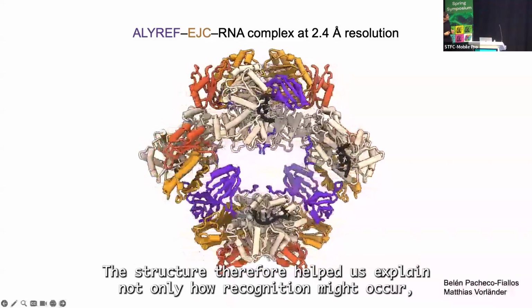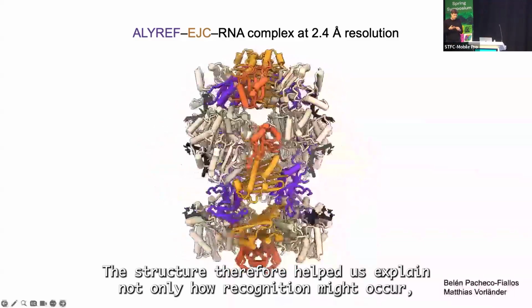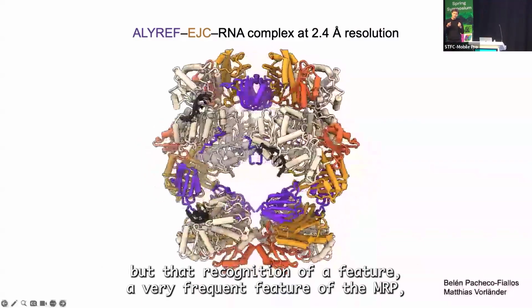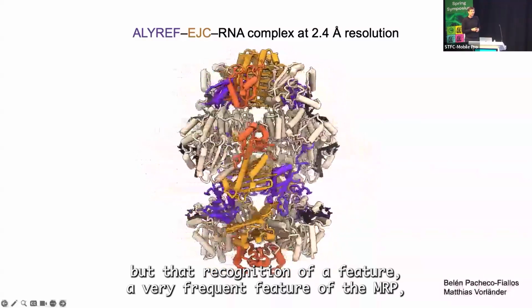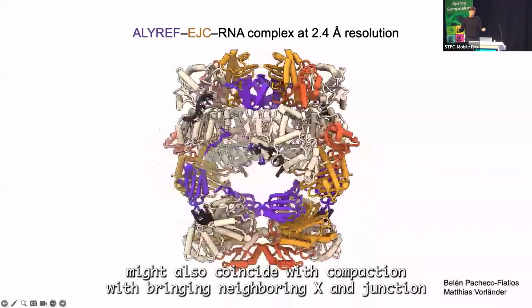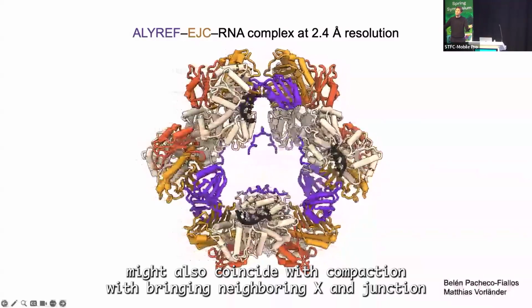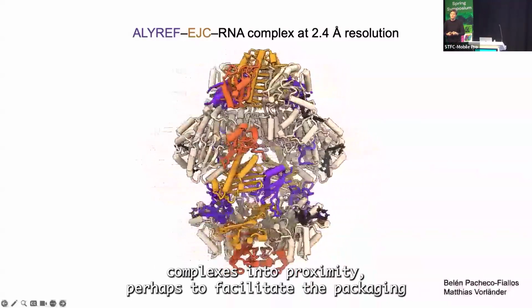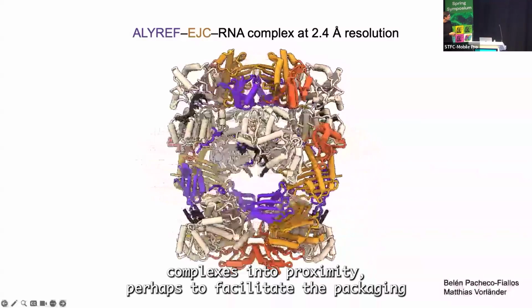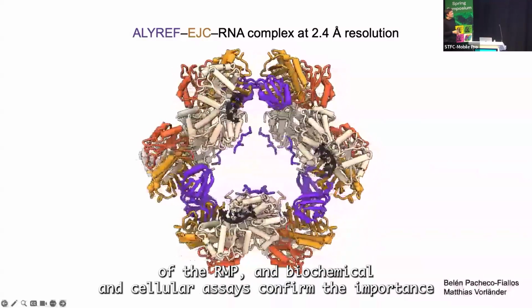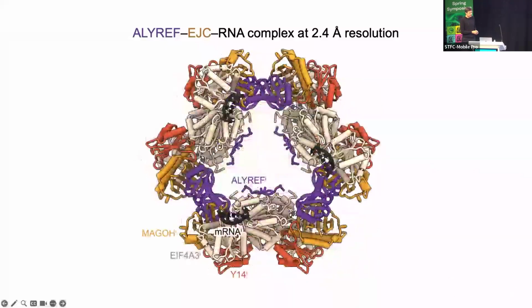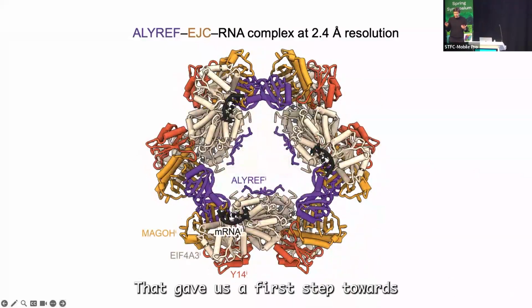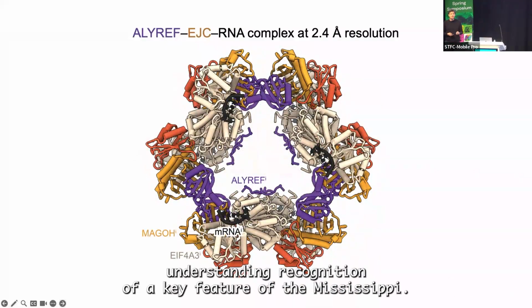The structure therefore helped us explain not only how recognition might occur, but that recognition of a very frequent feature of the mRNP might also coincide with compaction, with bringing neighboring exon junction complexes into proximity, perhaps to facilitate the packaging of the RNP. And biochemical and cellular assays confirm the importance of these interfaces. Now, that was great. That gave us a first step towards understanding recognition of a key feature of the mRNP.